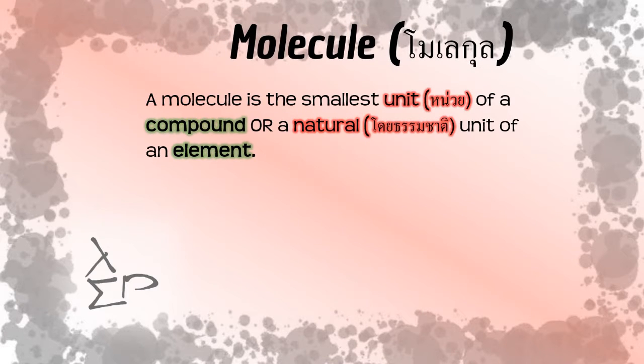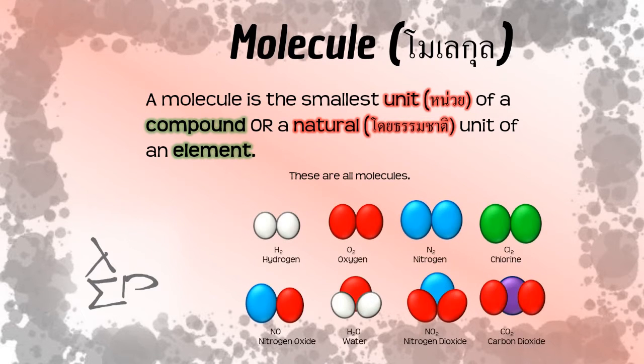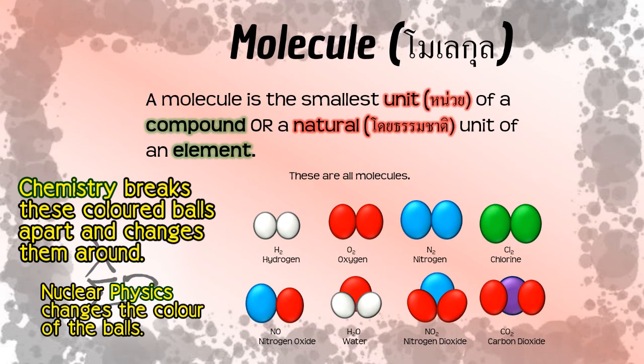Molecule. A molecule is the smallest unit of a compound, or a natural unit of an element. Molecules behave a bit like atoms, but they are made of pieces and can be broken up by reactions. This is the science of chemistry and chemical reactions. No chemistry can break up an atom though. For that you need nuclear reactions.